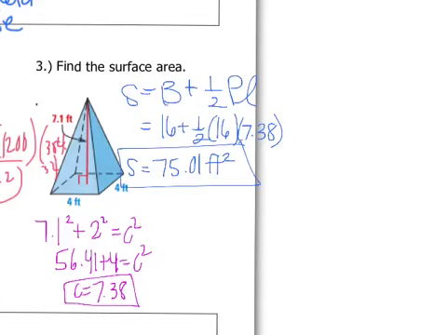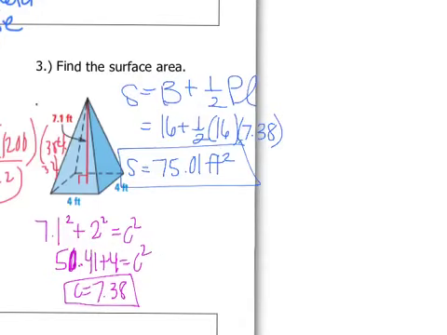Any questions that I can answer on this, Lauren? When you found the slant height, how did you get that 56.41? 7.1 squared, is that not right? It's not 56.41, it's 50.41. Oh, maybe I misheard you. Maybe. That's 50.41? Yeah. Okay. Thank you. Any other questions that I can answer for you?